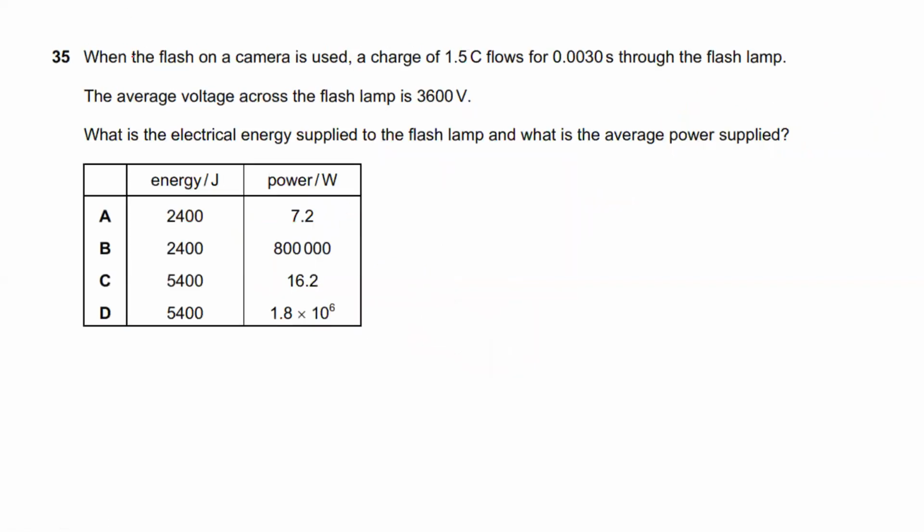Next question, question 35. When the flash on a camera is used, a charge of 1.5 coulomb flows through the flash lamp in 0.003 seconds. The average voltage across the flash lamp is 3600 volts. What is the electrical energy supplied by the flash lamp and the average power supplied? First, let's calculate the current. Q equals IT, so I is 1.5 divided by 0.003. This will give me the value of current.